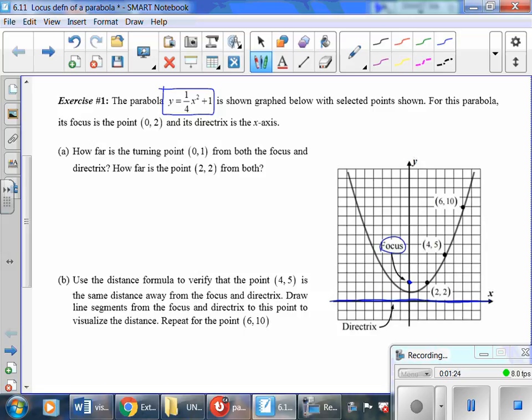how far is the turning point, 0, 1, from both the focus and the directrix? All right, so the turning point is this point right here, which is halfway between the directrix and the focus. And that point there, as you can see, is 1 unit from the focus and 1 unit from the directrix. So we're going to say 0, 1 is 1 unit from both the focus and directrix.